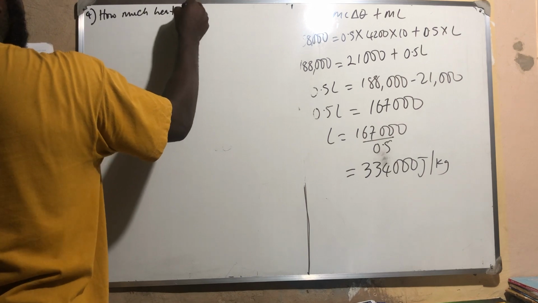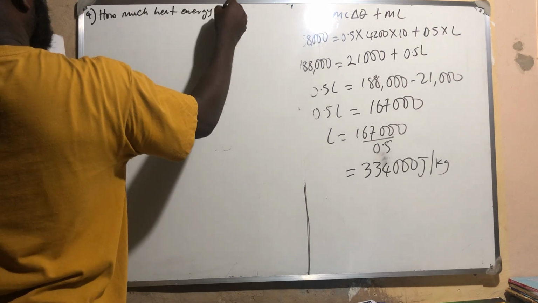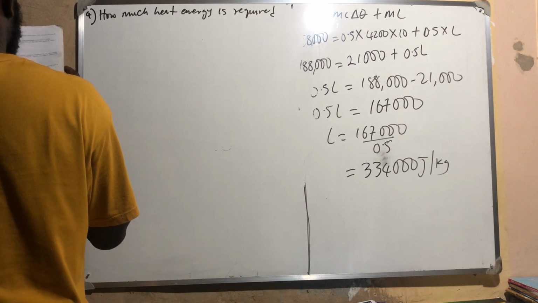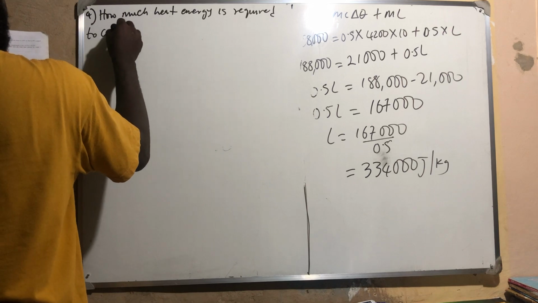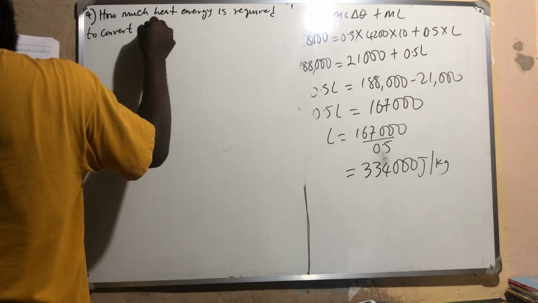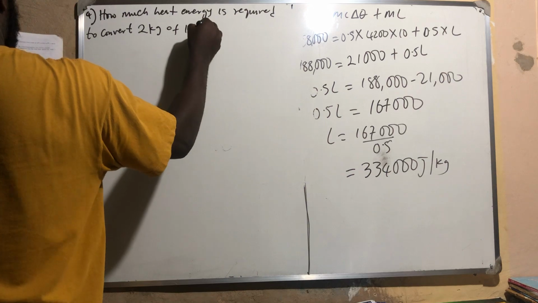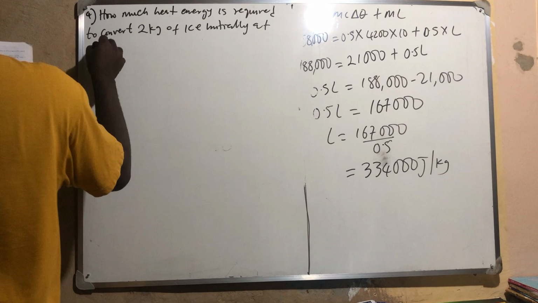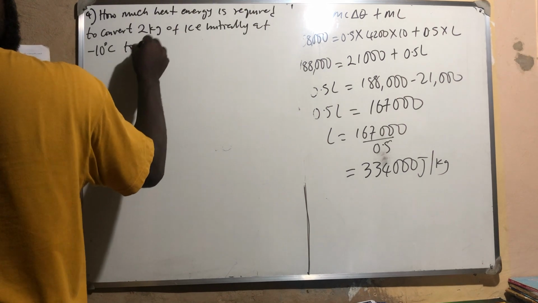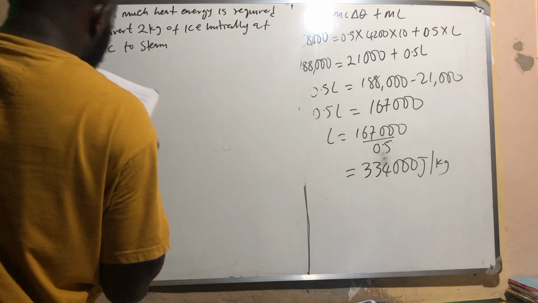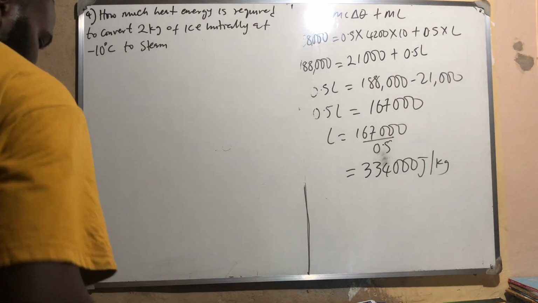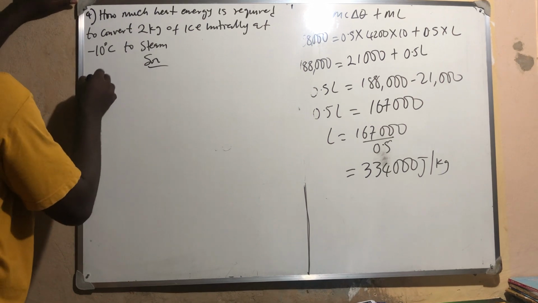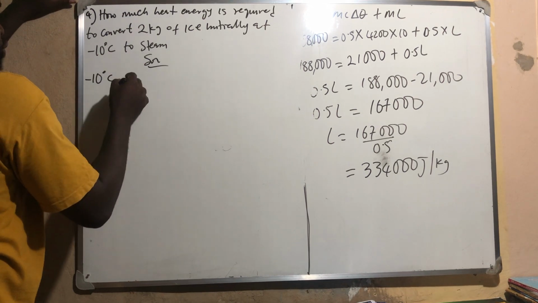Question number 4 said: how much heat energy is required to convert 2 kg of ice initially at minus 10 degrees Celsius to steam? Now, solution. Don't forget that this is from minus 10 degrees Celsius to what?